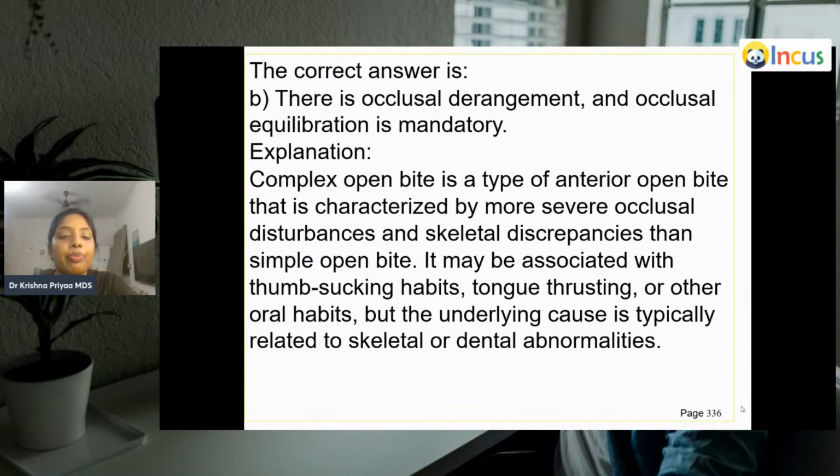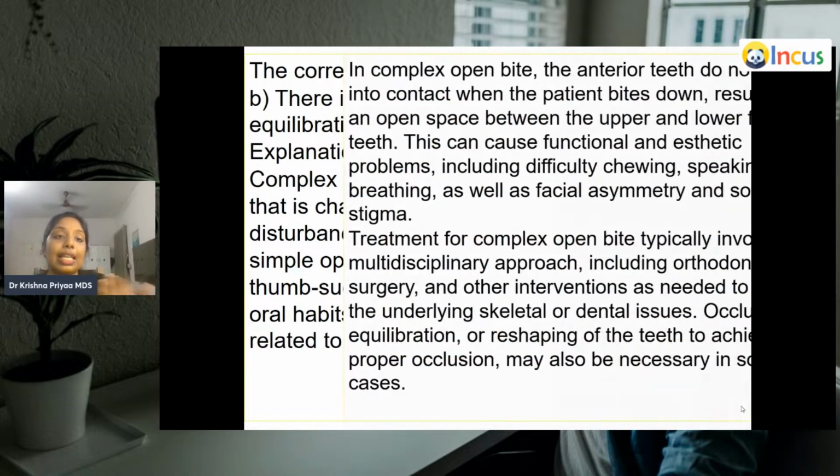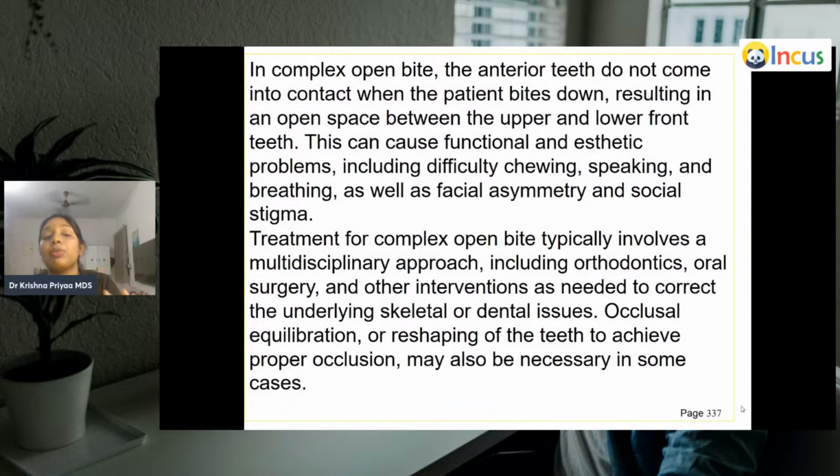Let us understand why. So what is complex open bite? It is generally a type of open bite, but it is more severe in the occlusal disturbances and also the skeletal disturbances when compared to the normal open bite. It can be because of habits like thumb sucking, tongue thrusting, or other oral habits, and also because of underlying skeletal conditions. What is very important in a complex open bite? The anterior teeth do not come in contact when the patient bites. Therefore, there will be a space between the upper and lower teeth. This can cause functional and also aesthetic problems.